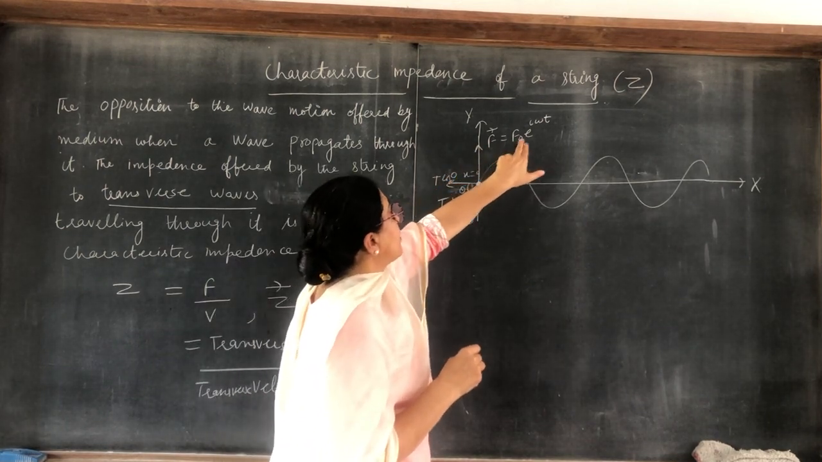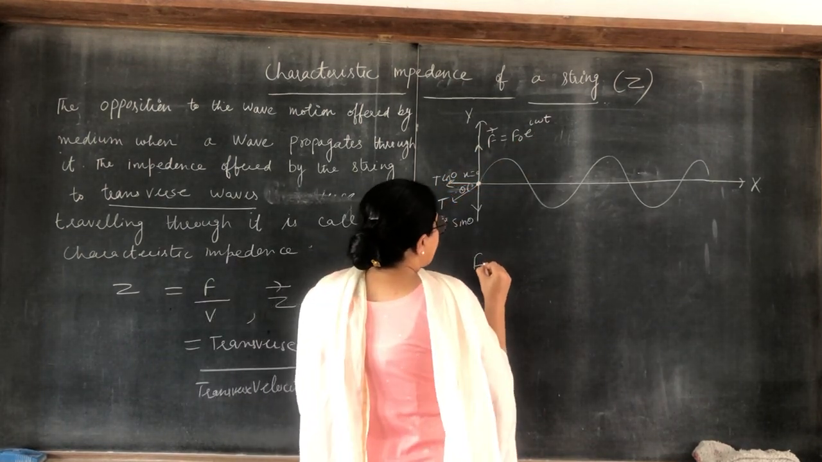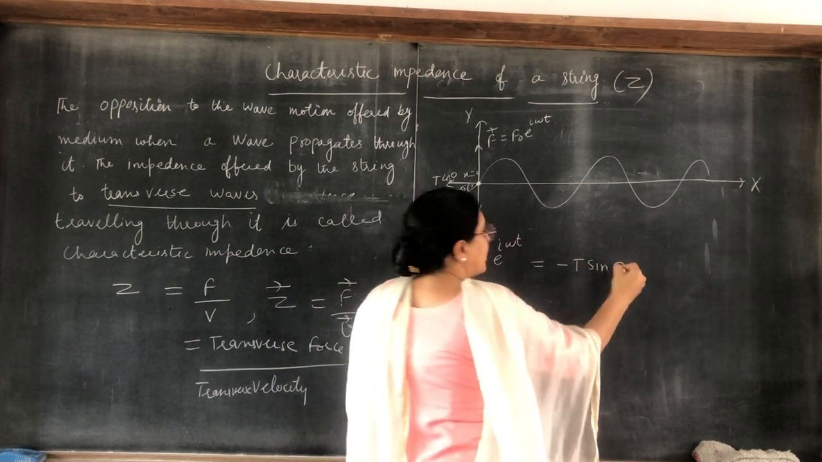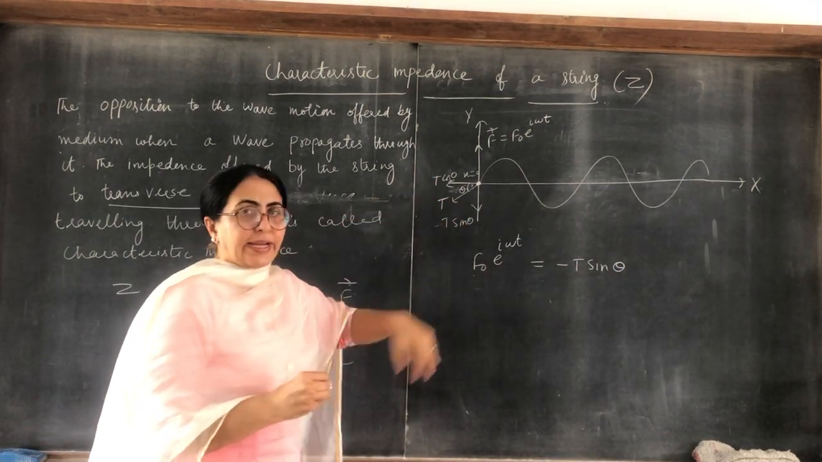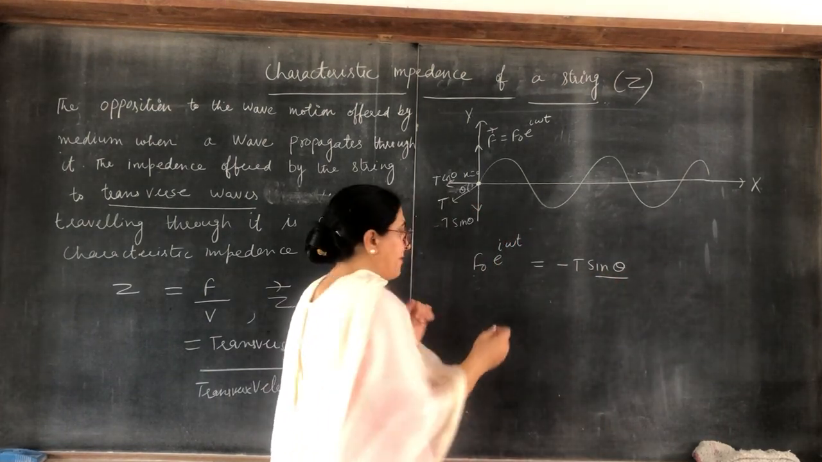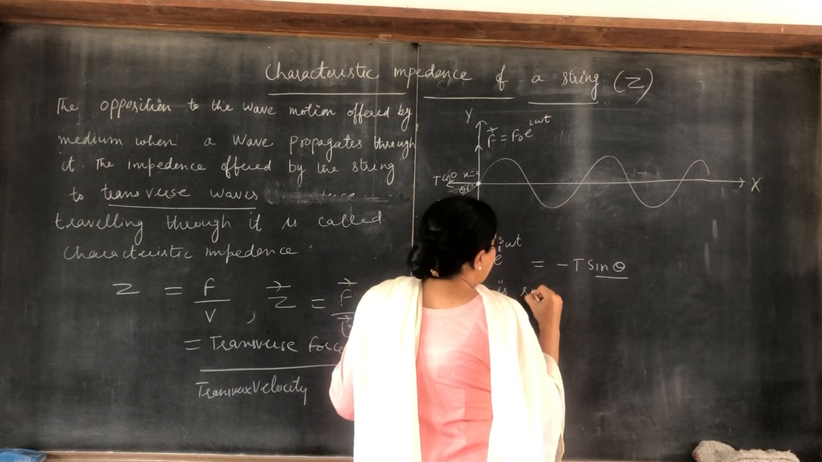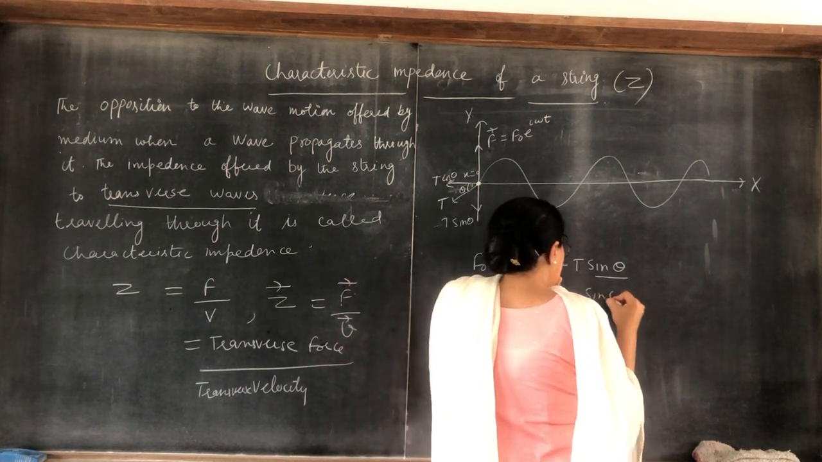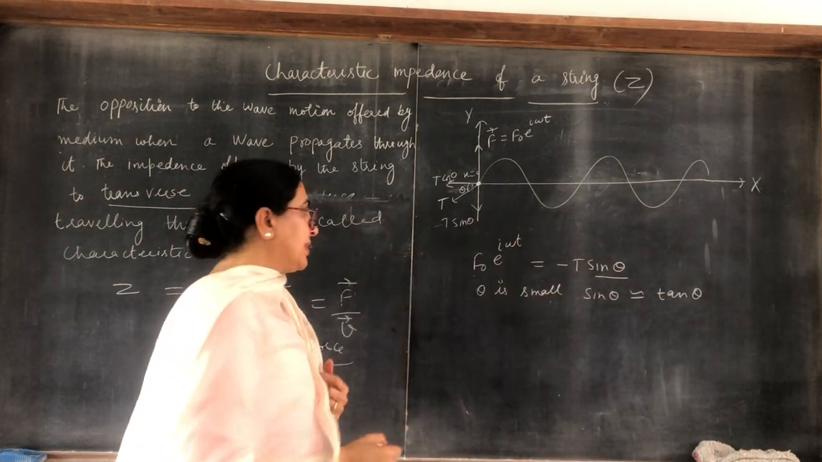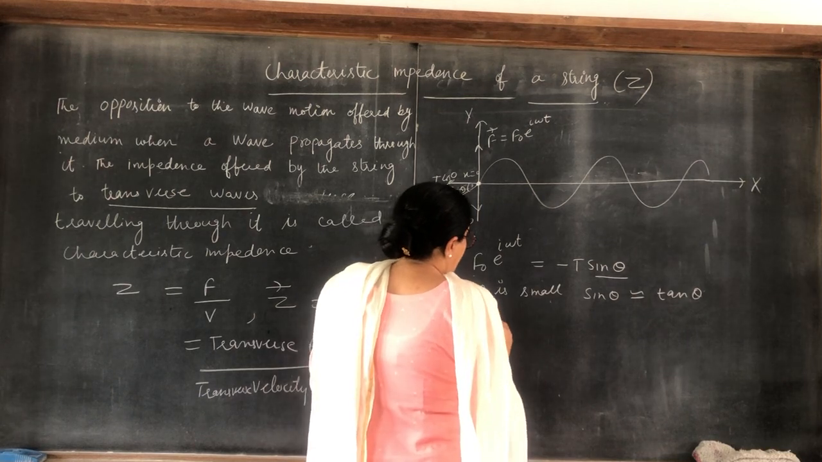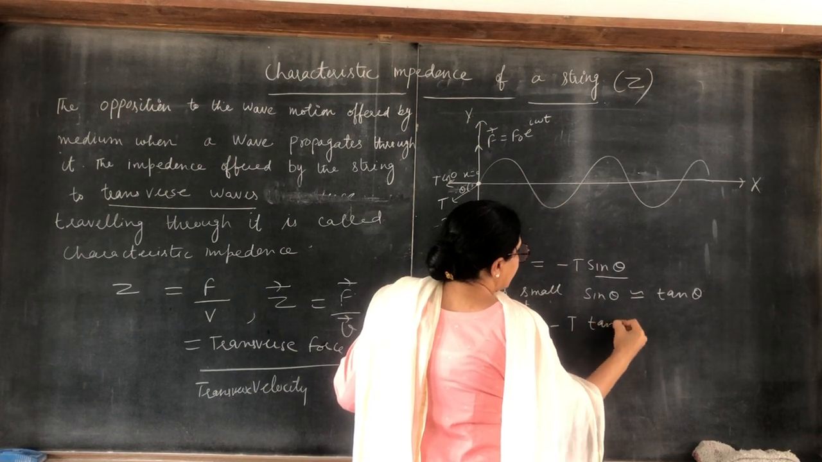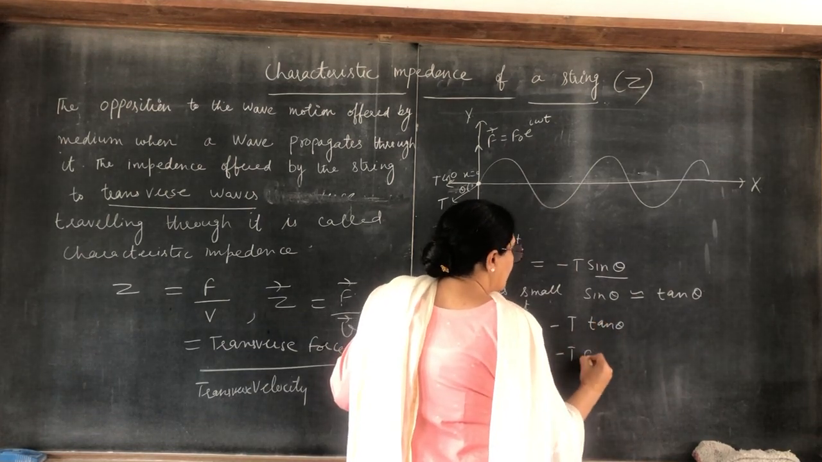Now we have resolved the tension into two components. So F equal to F naught e raised to iota omega t implies that this force will be equal to minus T sin theta, along the negative y-axis. We know that theta is very small. If angle theta is very small, then sin theta is approximately equal to tan theta. So F naught e raised to the power iota omega t is equal to minus T tan theta, and tan theta is equal to dy by dx.